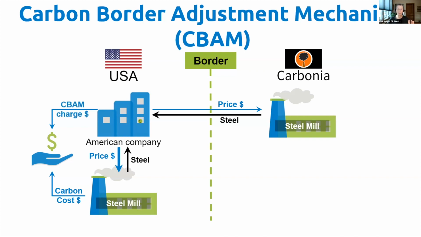Now, that solves the buyer's problem, but what if the U.S. steel mill also depends on exports to other countries? Back in Carbonia, where their emissions policies are weak or non-existent, Carbonian companies can still buy their own domestic steel at a lower price than the American steel company can sell it to them because of the added cost of the emissions policies here in the U.S.